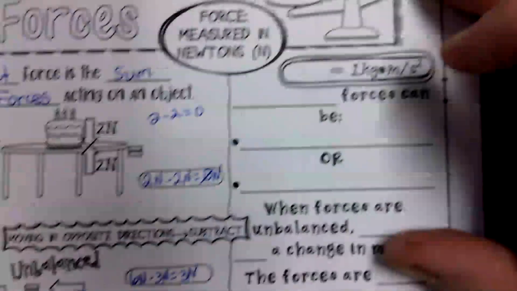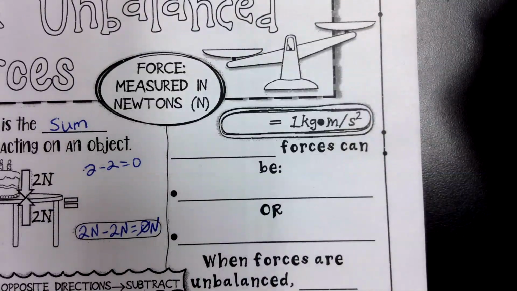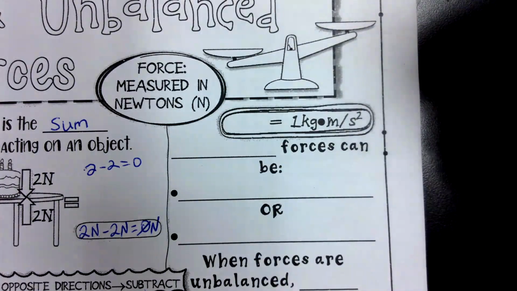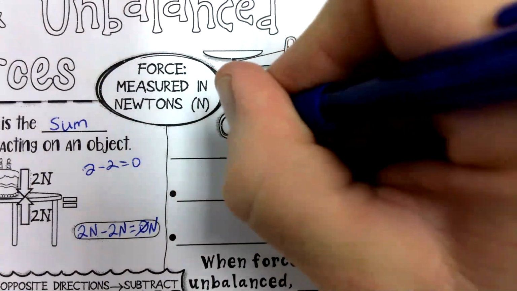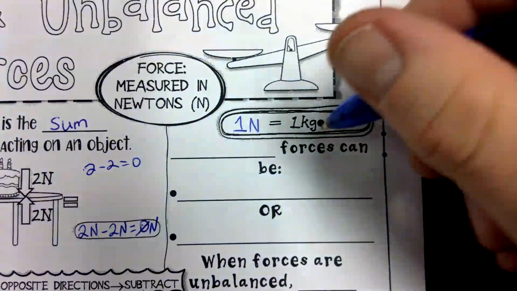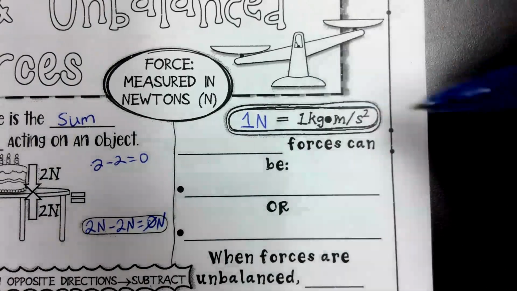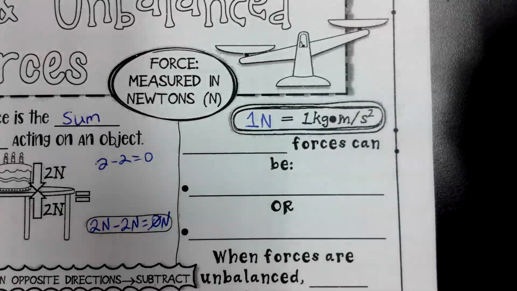Let's start at the top right hand corner. You don't really need to know this for this class, but just so you don't think I forgot to mention something, 1 newton is equal to 1 kilogram times a meter per second squared. Again, I'm not going to spend any time on that, but just fill it in. You don't need to remember that.